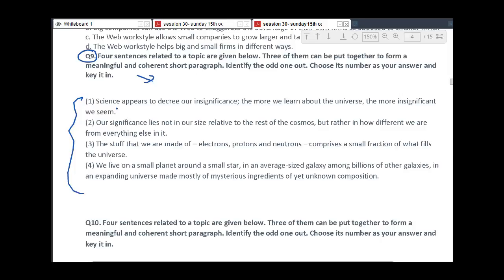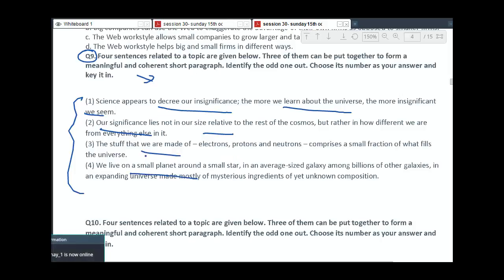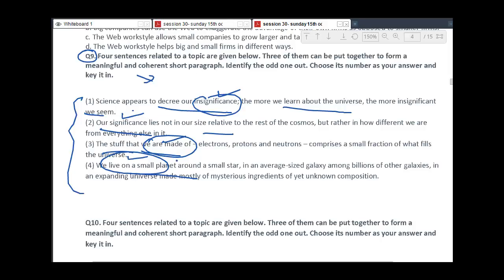Now, this question says, science appears to decree our insignificance. The more we learn about the universe, the more insignificant we seem. Our significance lies not in our size, the stuff that we are made of, electrons, protons. We live on a small planet. So it says we are made up of this, we live on a small planet. And then it says science appears to decree our insignificance, our significance. So significance, insignificance, we are made up of, we live on a small planet. Again, it looks like a very difficult question, but we can still try to find the right answer.